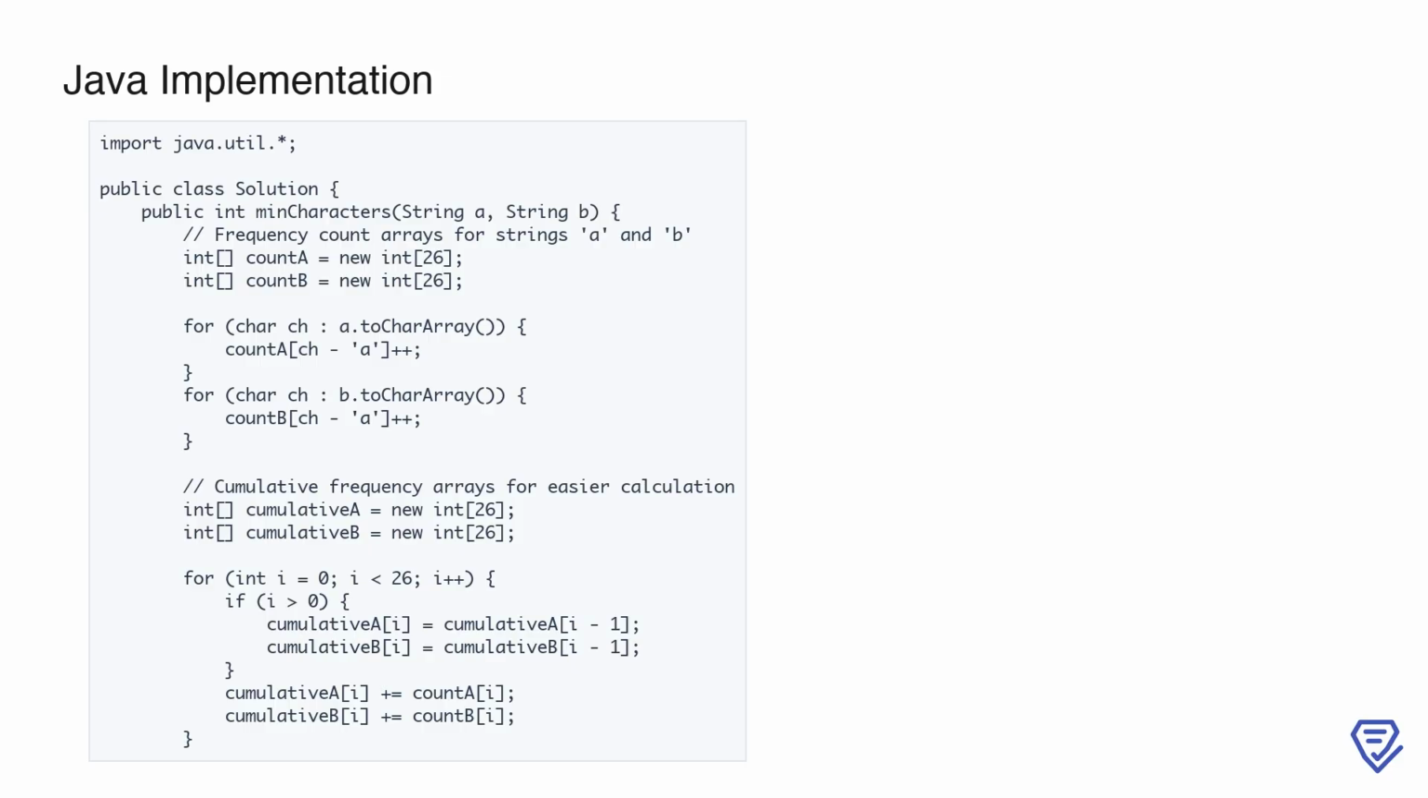Next, we create cumulative frequency arrays, cumulative A and cumulative B, which help us calculate prefix sums for the frequency counts. The cumulative arrays are built iteratively. If the index is greater than 0, the current cumulative value is the sum of the previous value and the current count. This setup ensures that we can quickly determine the number of characters before or after a certain position in the alphabet, which is essential for evaluating the conditions.